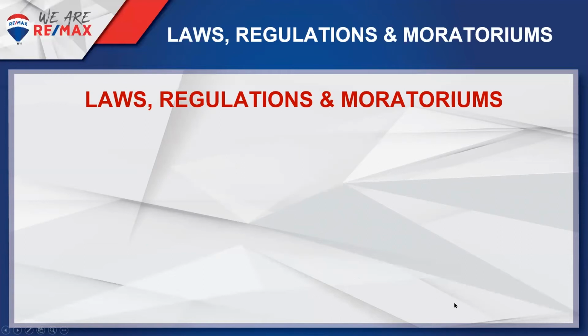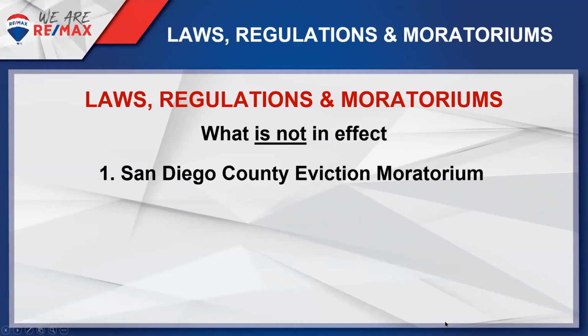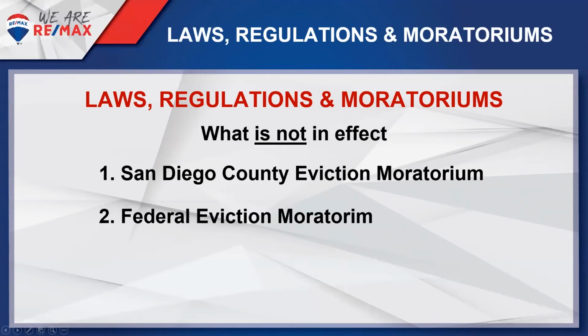Okay, so what's not in effect? Well, first of all, you'll probably all know, and don't worry about this anymore. The San Diego County eviction moratorium went away earlier this month. It's gone. I think August 11th it went away. So that's not in effect. Don't even worry about it. Interestingly enough, only a few days ago, the federal eviction moratorium went away because the Supreme Court did rule that it was unconstitutional. I suspect the federal government will not appeal it because the moratorium was set to expire soon anyway. So the federal eviction moratorium has gone away.